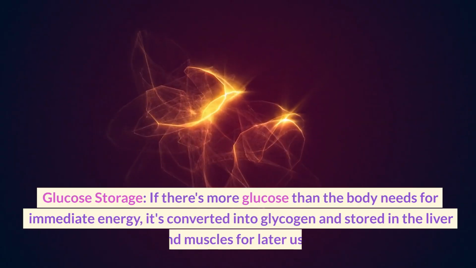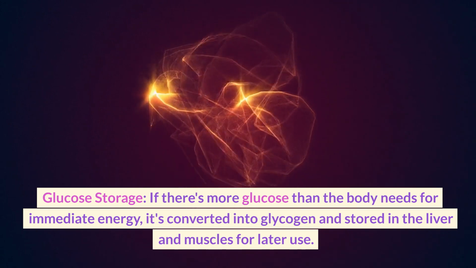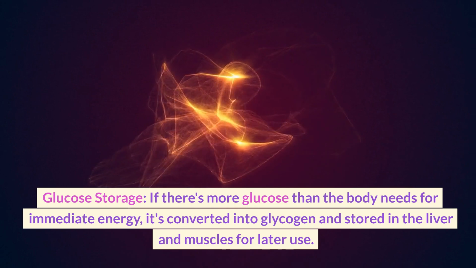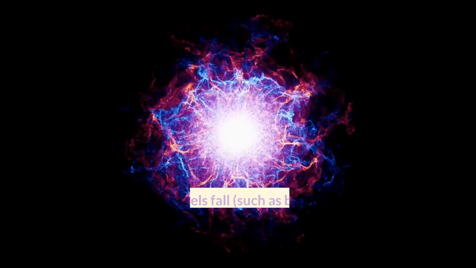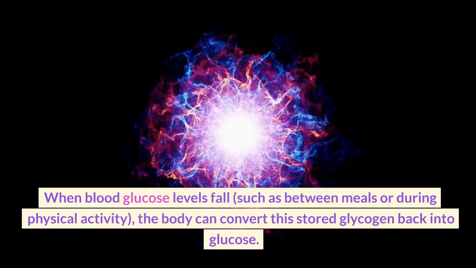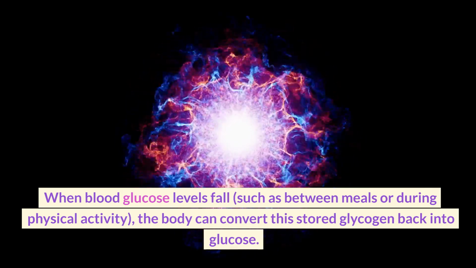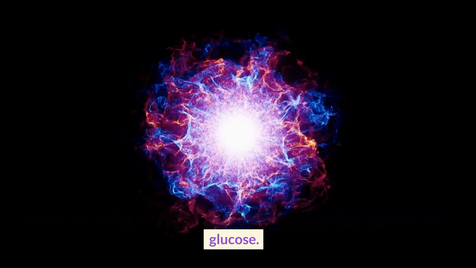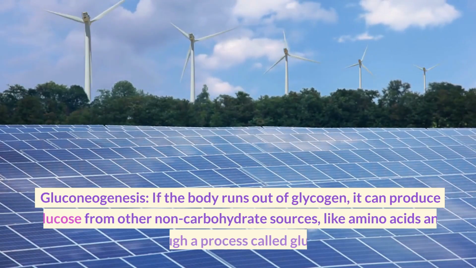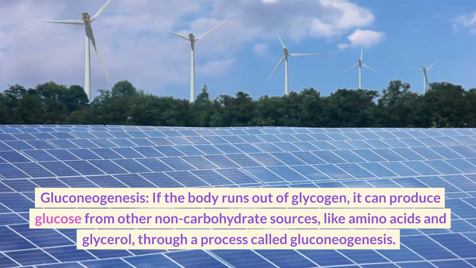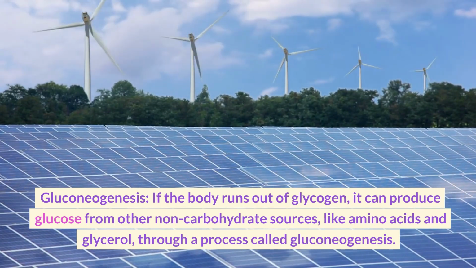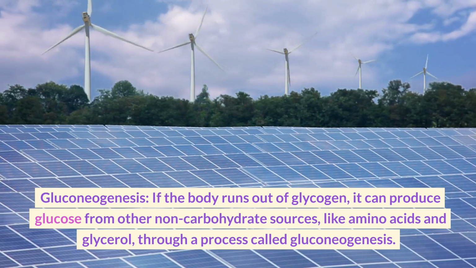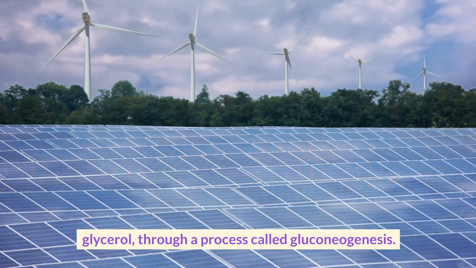Glucose storage. If there's more glucose than the body needs for immediate energy, it's converted into glycogen and stored in the liver and muscles for later use. When blood glucose levels fall, such as between meals or during physical activity, the body can convert this stored glycogen back into glucose. Gluconeogenesis. If the body runs out of glycogen, it can produce glucose from other non-carbohydrate sources, like amino acids and glycerol, through a process called gluconeogenesis.